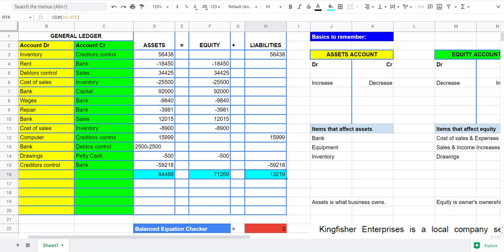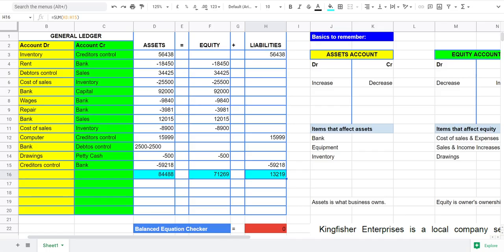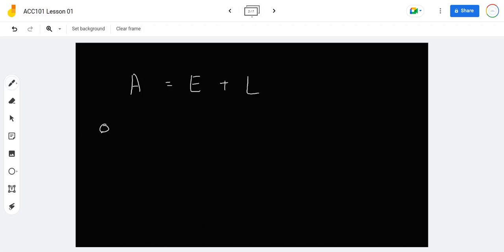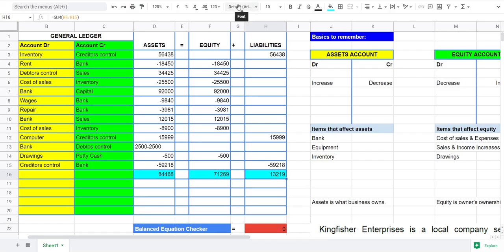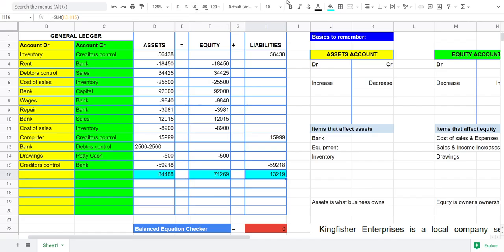So these amounts must balance. Okay, we can just check. Remember, the accounting equation states that assets must equal equity plus liabilities. What is our assets? 84,488. So the equity and the liability must add up to 84,488. What is the equity? 71,269. What is our liability? It's 13,219.